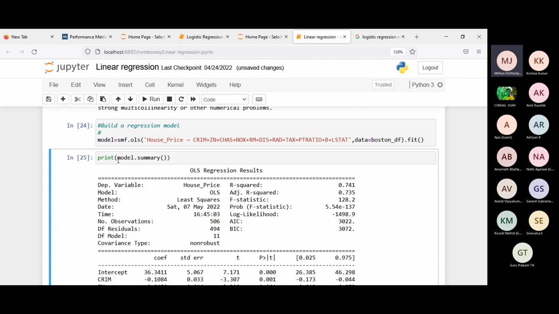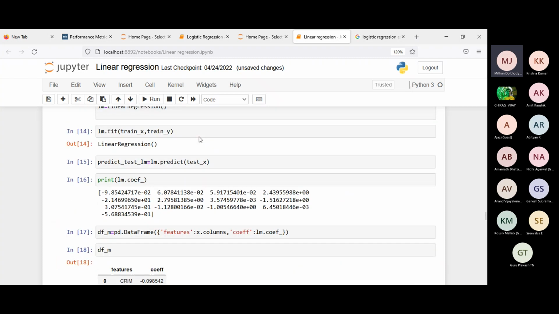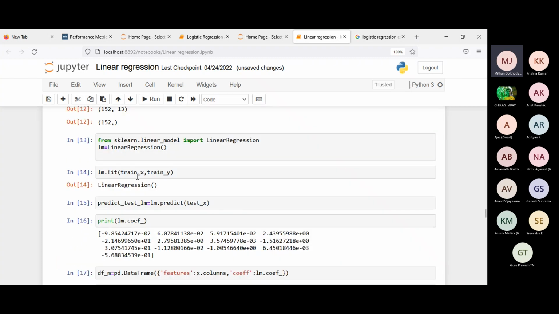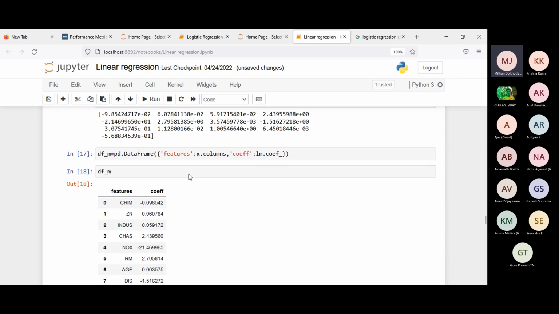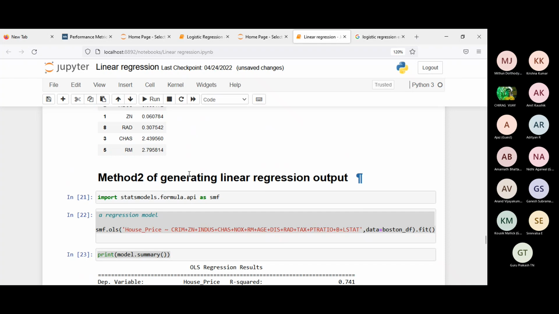Are you able to understand this, guys? So this is a very simple way of generating the coefficients and everything. If you look at the earlier output, we did a lot of work there, right? We split the data into training and testing, then we generated the coefficients and such things. This is another way of generating the coefficients.